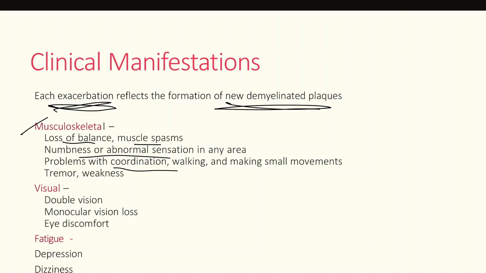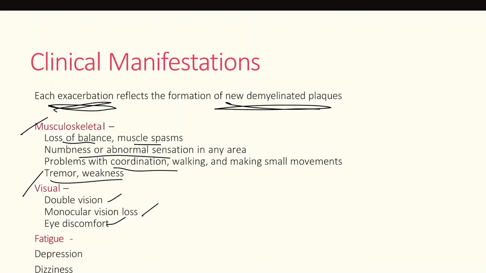They may have some problem with coordination, making small movements. Tremor is a big one with MS patients. They may have a tremor as well. Vision problems, double vision, okay? Monocular vision loss, so just one eye has lost vision, not the other one. So one eye vision loss, or even eye discomfort, eye pain, okay? So these are the symptoms they may present with.